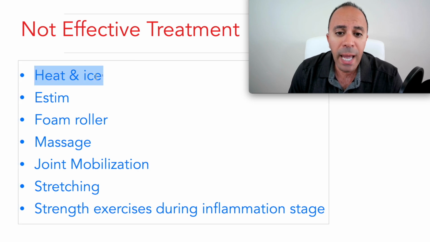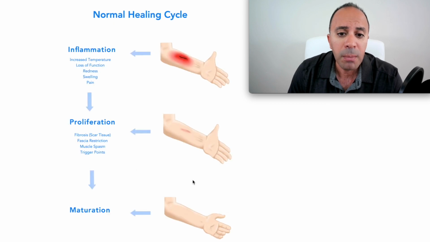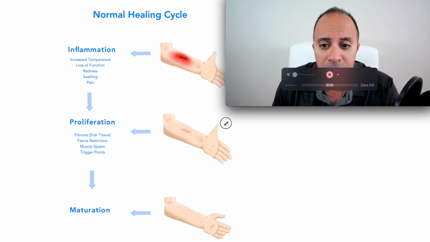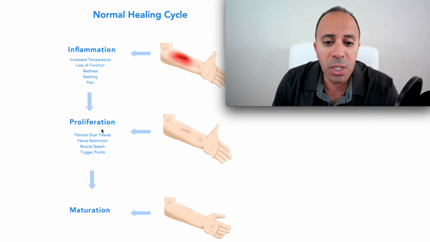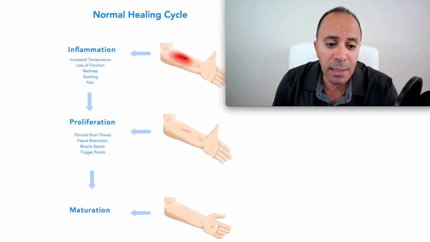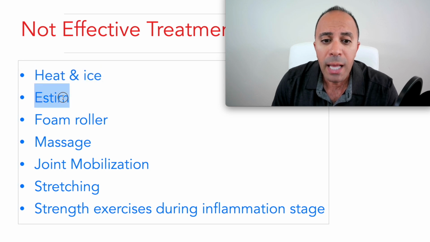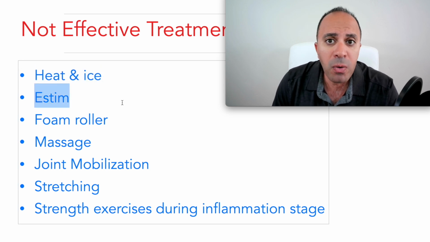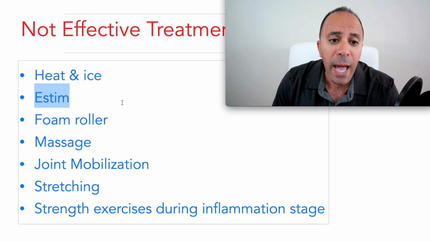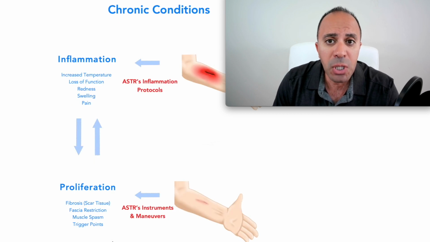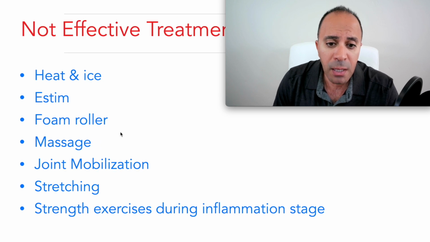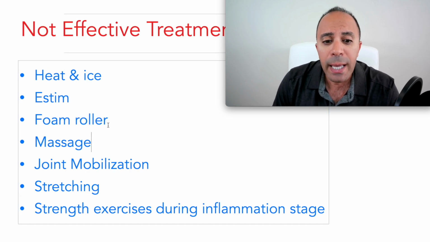So the first thing that a lot of people use is ice, not heat, to decrease inflammation. But when we look back at the healing cycle, ice is only temporarily going to decrease the inflammation. It's not going to do much to the inflammation, and it's not going to do anything to the proliferation stage. So that's not going to treat the root cause of the problem. Electrical stimulation causes temporary pain relief, and it does not do much to the inflammation and the proliferation stage.